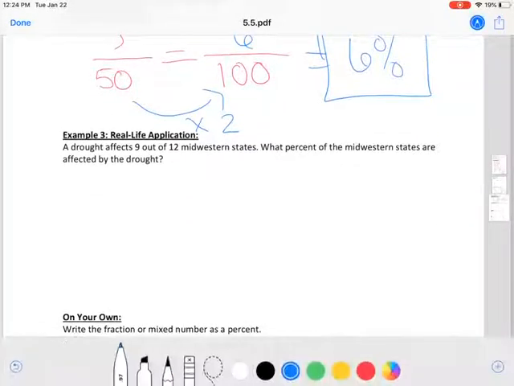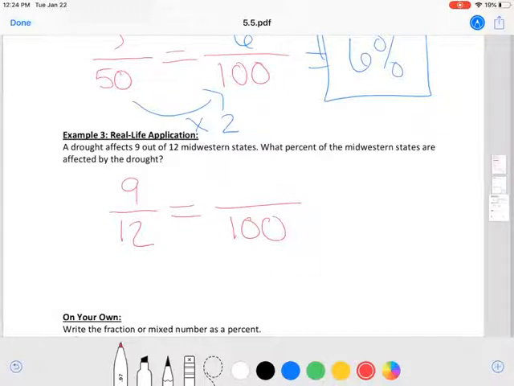All right, last one all together. So we have a drought affects 9 out of 12 Midwestern states. What percent of these states are affected by the drought? So it's giving it to us in fraction form, and it wants us to say what percent it is. So again, I'm going to make this equal to a fraction with 100 as the whole, and I'm going to think about how do I get from 12 to 100.